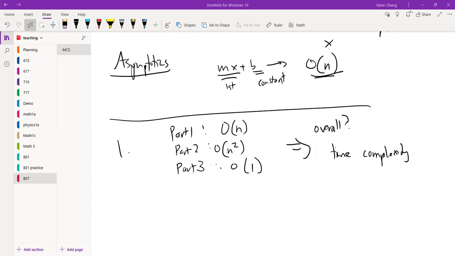Take some time to think about this if you're having trouble immediately coming up with an answer, and think about what the time complexity would be. Remember, we're looking at the biggest possible term in a program. Like, what is the main contributor to the speed?